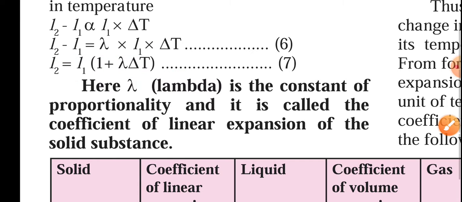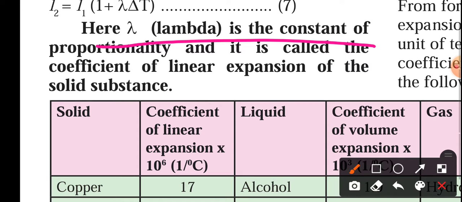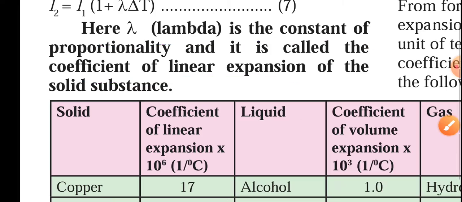Further, this lambda, the Greek alphabet, is a constant of proportionality and it is called the coefficient of linear expansion. It is called the coefficient of linear expansion for the particular material. It is a constant value. Suppose I'm talking about iron, that value will be fixed. If I'm talking about gold, it will be fixed. If I'm talking about silver, it will be fixed. So this is about the linear expansion.